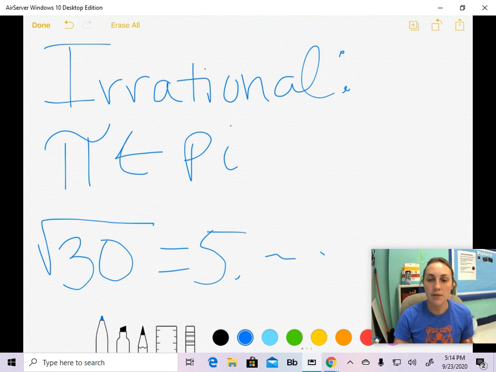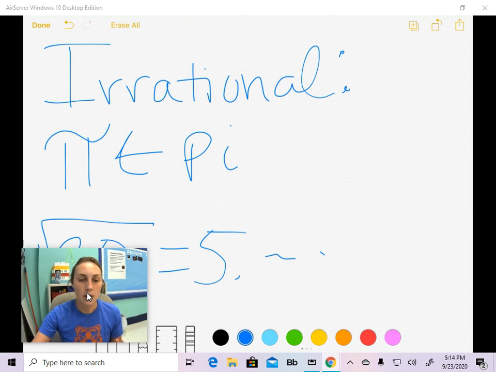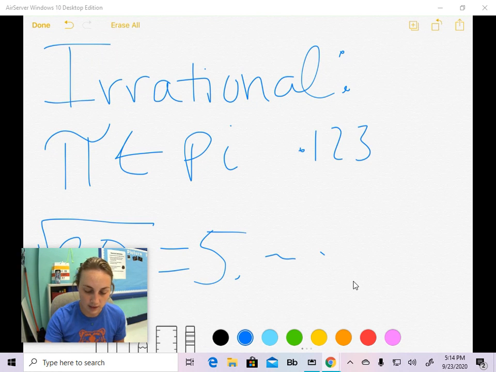Another example of an irrational number, if you see this on a quiz or a test, it would say something like 0.1237 followed by these 3 little dots. If you see these 3 little dots behind a decimal number, that means that it keeps going. That means that it is an irrational number if it is not repeating.